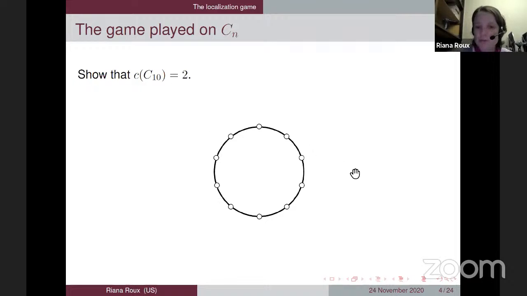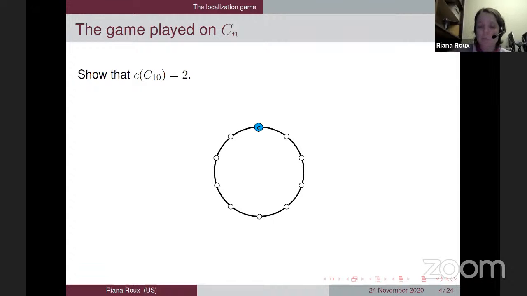Now, in order to show that it is equal to 2, we have to have some argument that shows that a cop can never win with a single cop. So let's say we have one cop and we place it somewhere in the graph. It doesn't matter where we place it because this is vertex transitive. Now, this is our first initialization step for the cop.